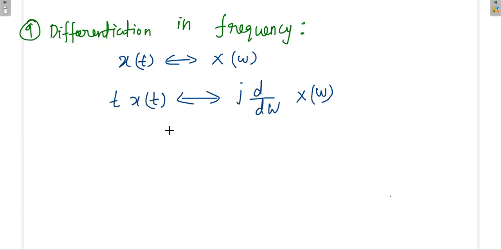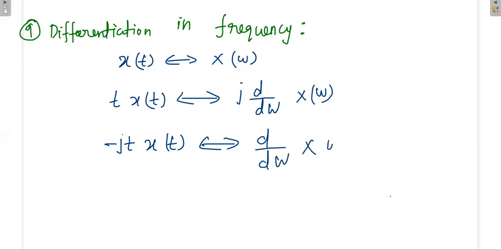Sometimes the j will be taken here, so they used to give it like this also. Sometimes minus j t x of t gives d by d omega x of omega. Both are the same. Now we'll try to prove this. So differentiation in frequency gives multiplication in the time domain. Proof.